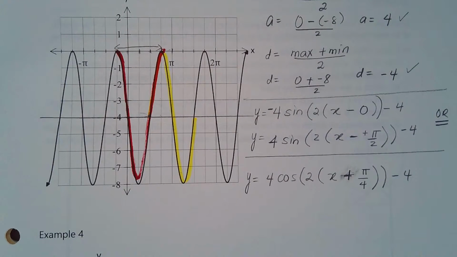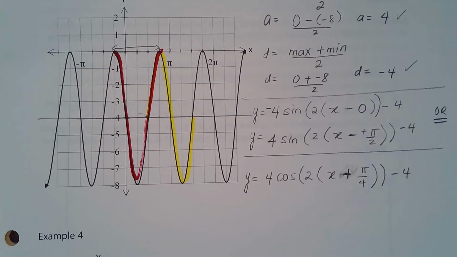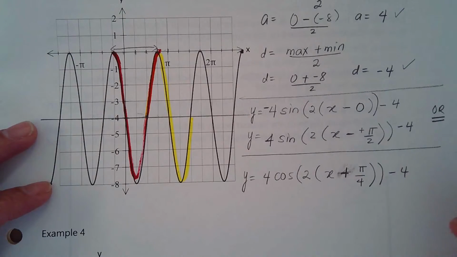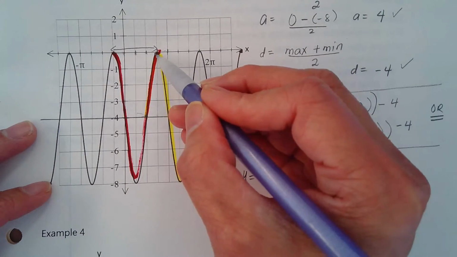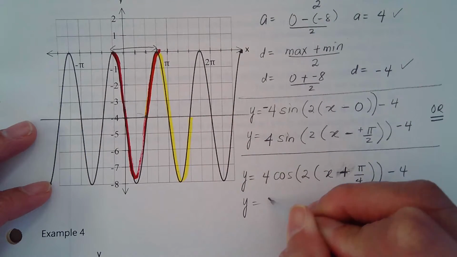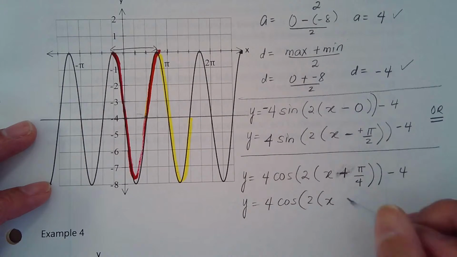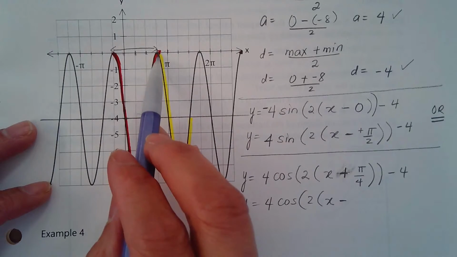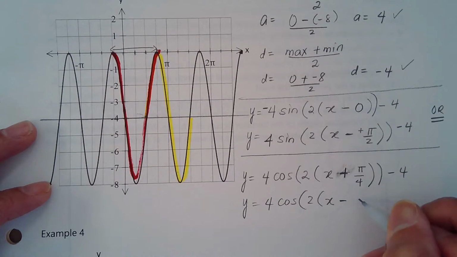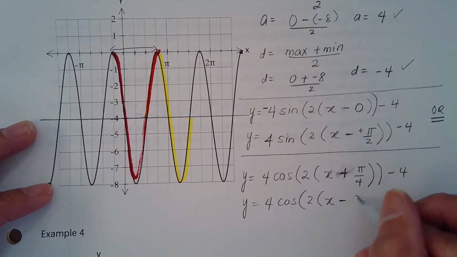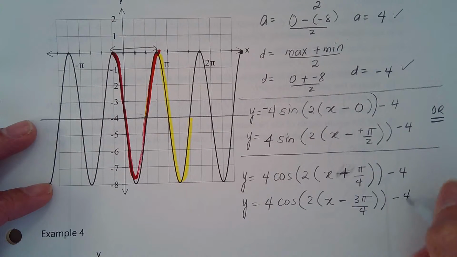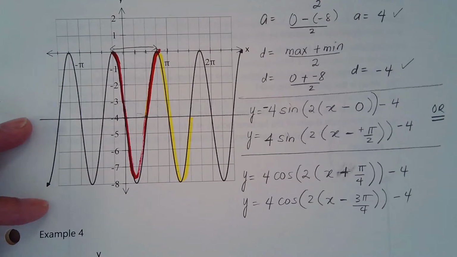What's the other possibility? So many. So many. If we start over here, then it would be y equals 4 cos 2x minus, very good, 3 pi over 4, brackets, minus 4. Good job. Look at you.